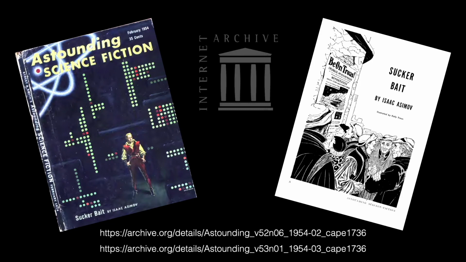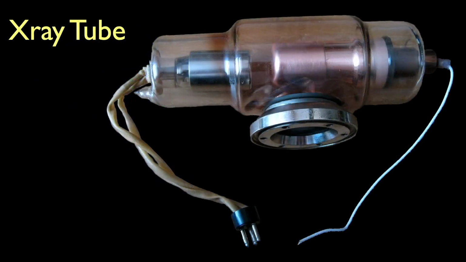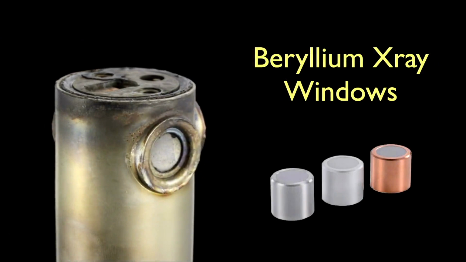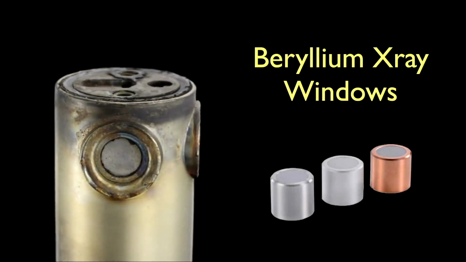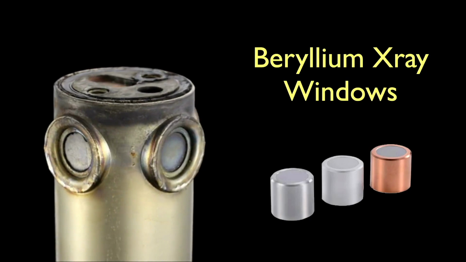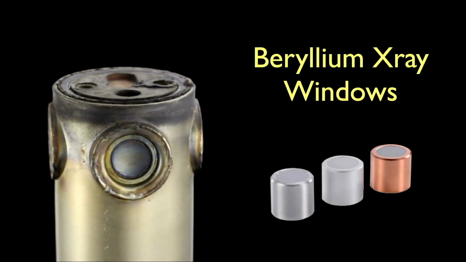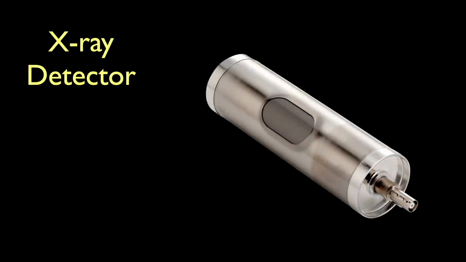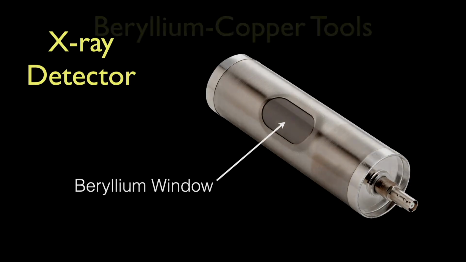It's important. X-rays are typically generated by smashing fast-moving electrons into a stationary target in a vacuum. Here, the X-rays exit through a beryllium window. Beryllium is almost transparent to X-rays because of its low density and atomic mass. Its stiffness also allows the windows to be very thin. Thinner windows transmit more X-rays. Likewise, an X-ray detector has a beryllium window to exclude everything but X-rays.